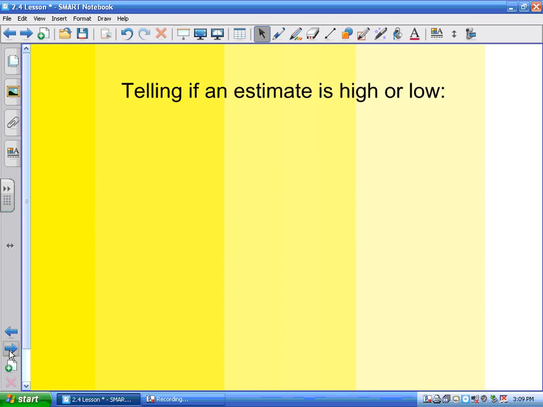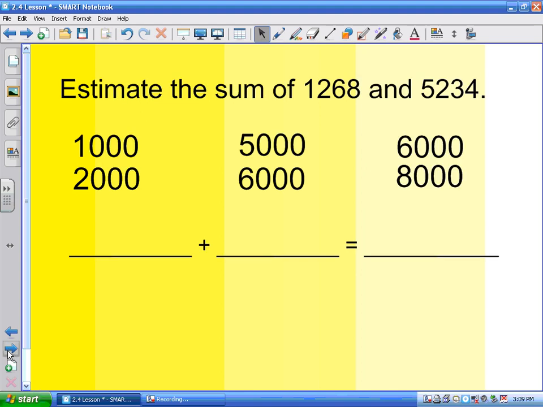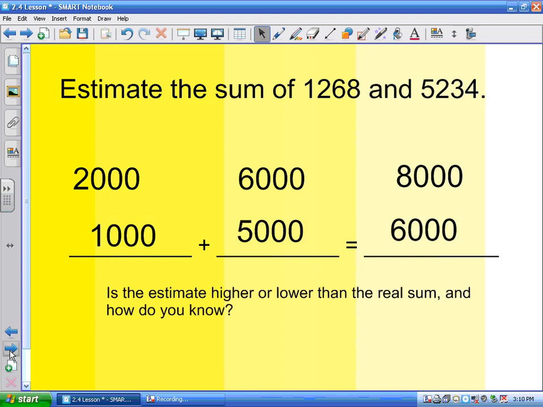Next problem we go to now is tell whether an estimate is too high or too low. So let's take a look at the first one. 1,268. Okay? What I want to do here is estimate the sum of these two things. So, is this estimate higher or lower than the real sum? And how do you know? Tristan.